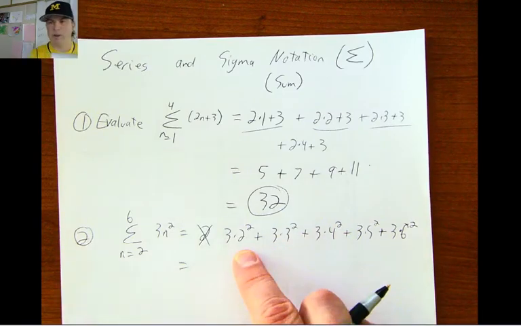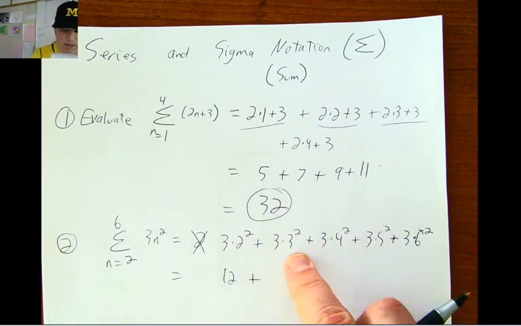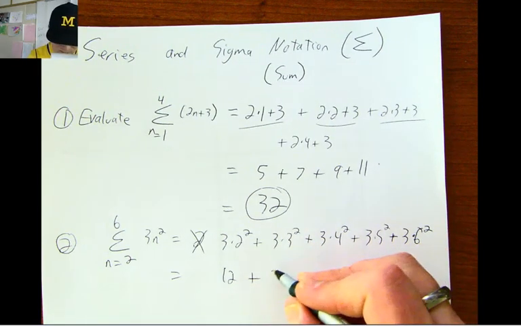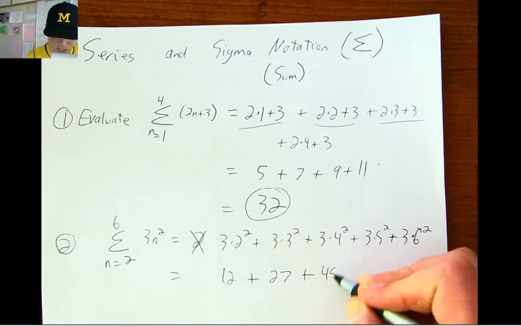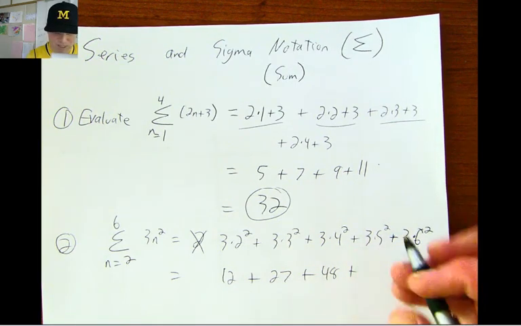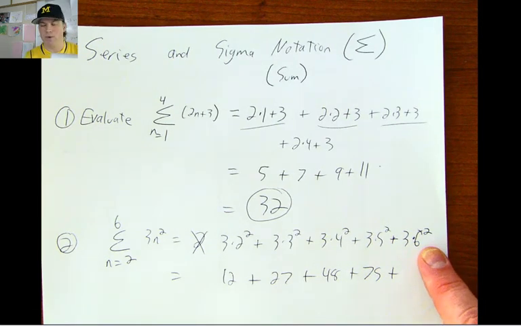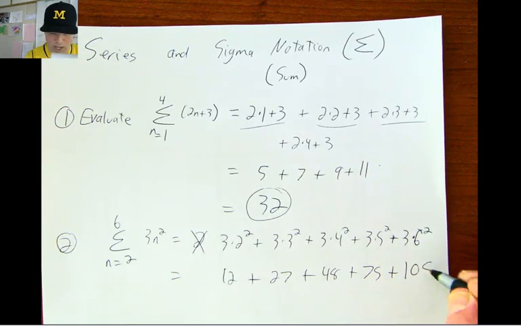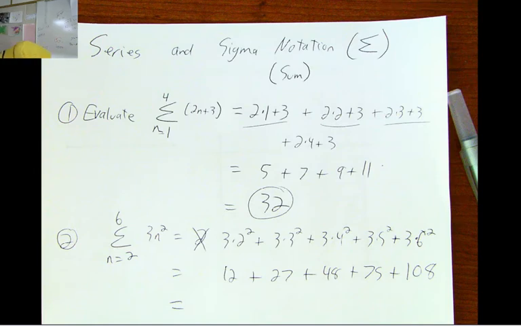You start working it out. Let's see, 2 squared, that's 4. 4 times 3, that's 12. Plus 3 squared, that's 9. 9 times 3, 27. Plus 16 times 3 is 48. Plus 25 times 3, 75. Plus 6 squared, 36 times 3, 108.